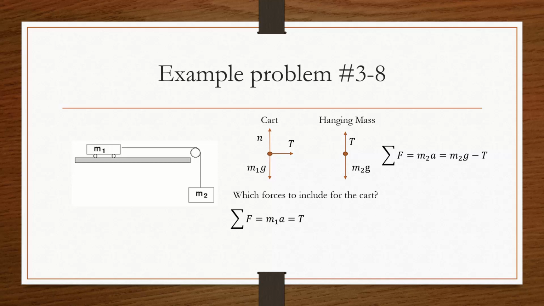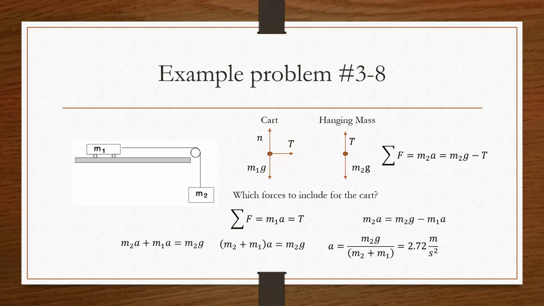Now, like in the last one, I'm going to say that A for the cart and A for the hanging mass are the same thing. And I'm going to say these two tensions are probably the same too. And so I can substitute in M1A for tension, and guess what? We now have an equation we can solve for the acceleration. M2A plus M1A equals M2G. I can factor out the A, divide by the sum of the masses, and there we go. The weight of block 2 divided by the total mass.